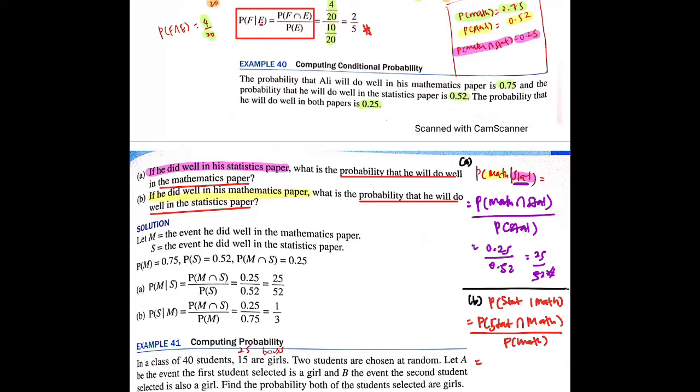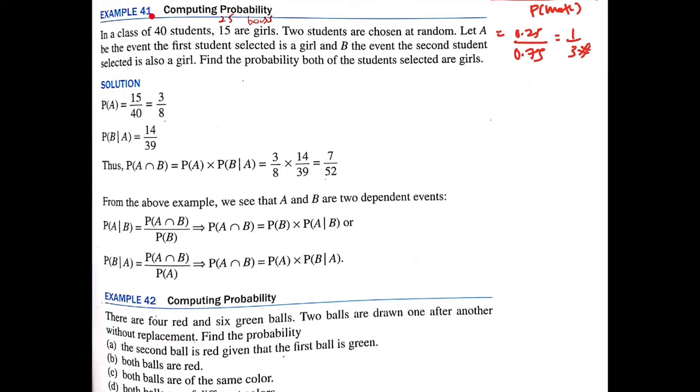Let's fill in the formula. P(stat ∩ maths) is just the same as P(maths ∩ stat). So it is 0.25. Let's divide by the probability of maths, which is 0.75. Let's write there, and just use your calculator. You should get the answer as 1 over 3. So that's the way to solve example 40. Next, let's see example 41.